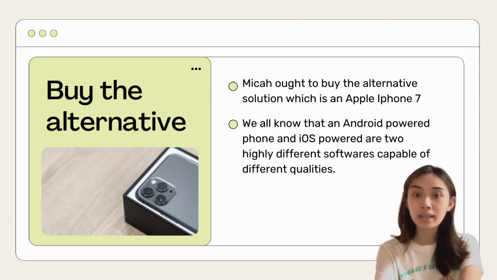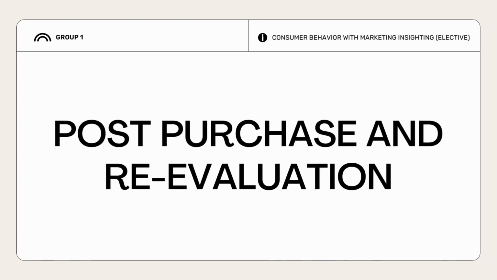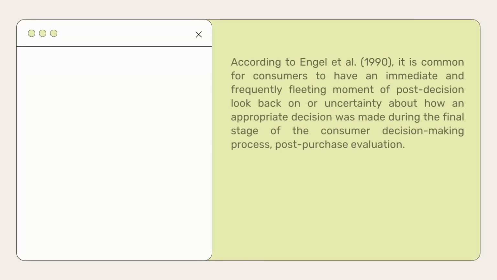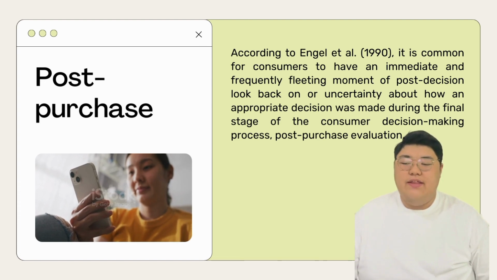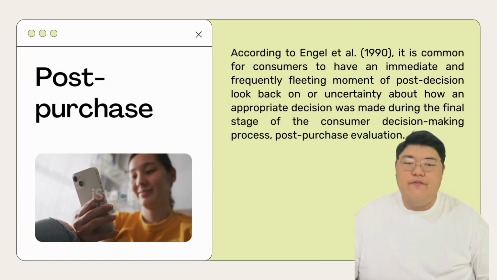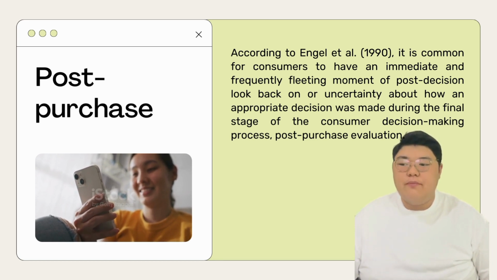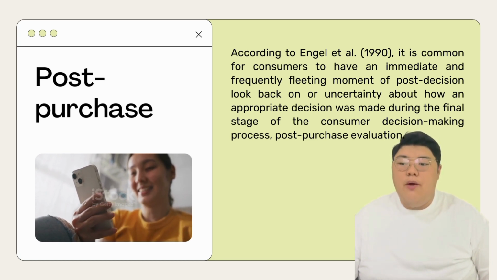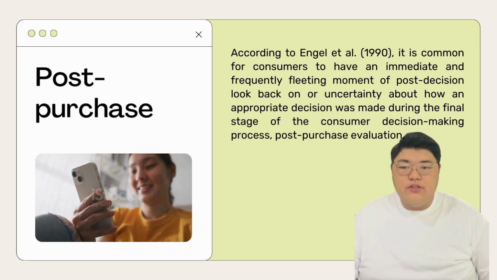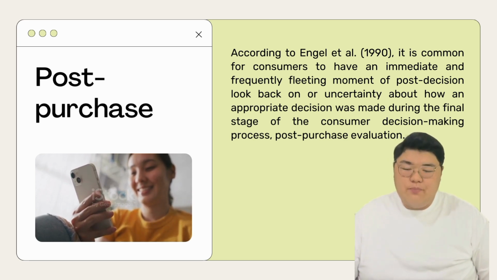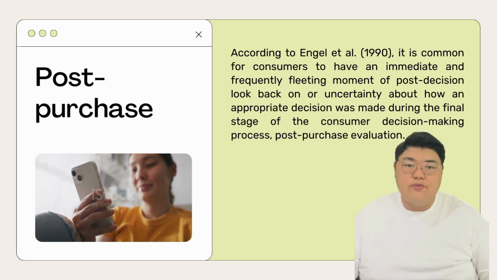We all know that an Android-powered phone and iOS-powered phone are two highly different software capable of different qualities. According to Engel, in 1990, it is common for consumers to have an immediate and frequently fleeting moment of post-decision uncertainty, particularly in high-involvement situations, about how an appropriate decision was made during the final stage of the consumer decision-making process.